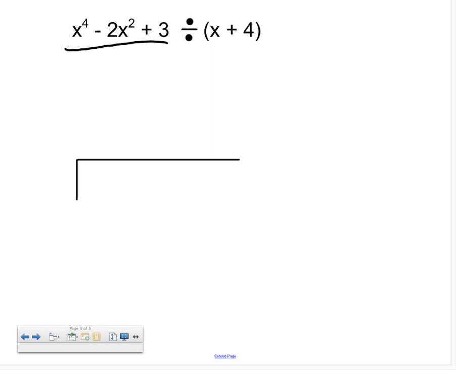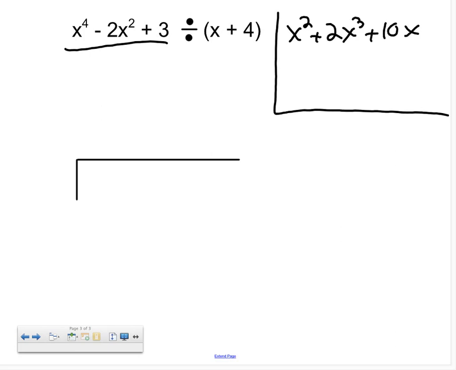So I'm going to write a side example here real quick to kind of show you what I mean. If I had this, x squared plus 2x cubed plus 10x. That is not in descending order. The reason being is because if I look at the exponents on the variables, I have 2, 3, and then if you don't see the exponent, you assume there's a 1 there, so I have 2, 3, 1. That's not in order from biggest to smallest. In order to be from biggest to smallest, I would have to rearrange this and write like this. 2x cubed plus x squared plus 10x.